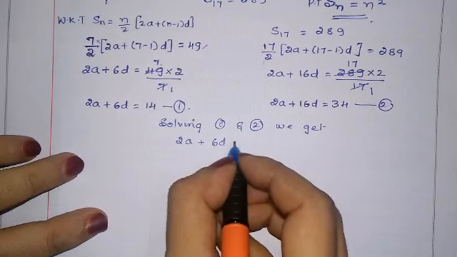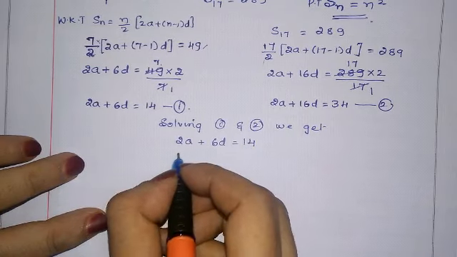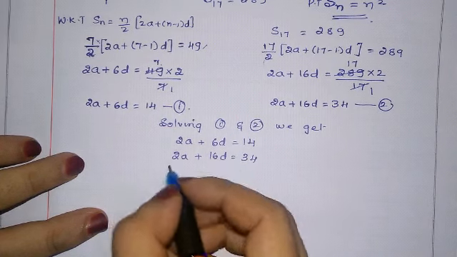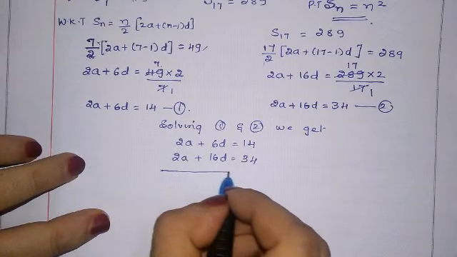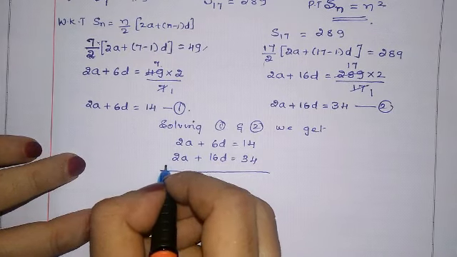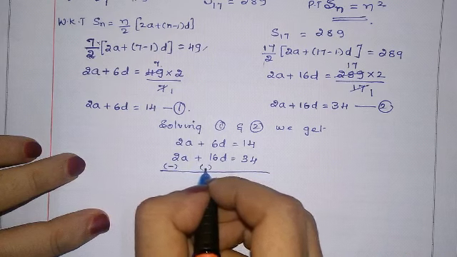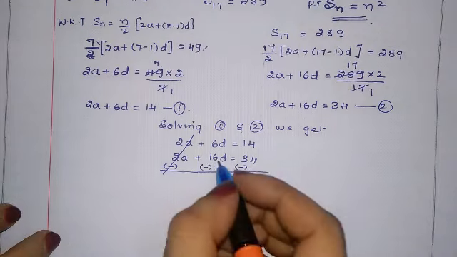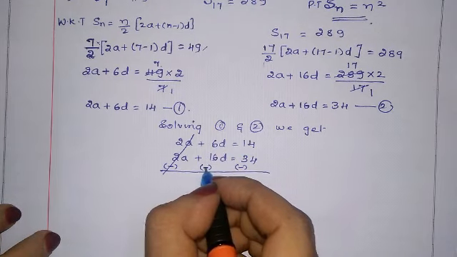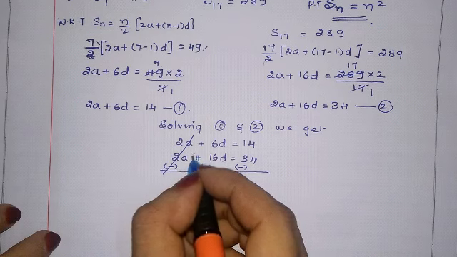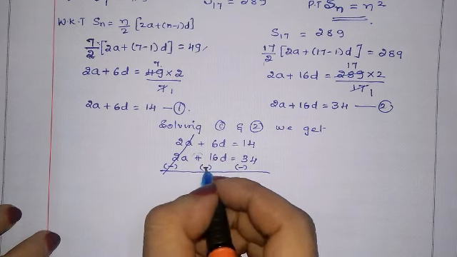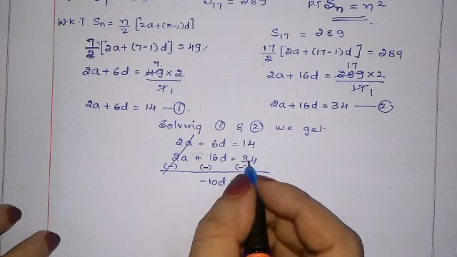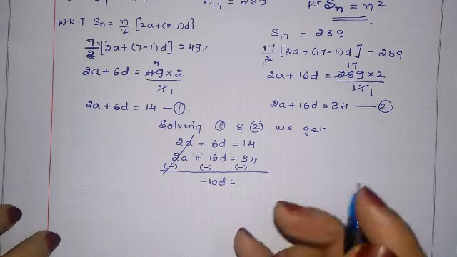2a plus 6d is equal to 14. 2a plus 16d is equal to 34. Now 2a we cannot cancel because both have positive sign. We have to change the sign. Plus becomes minus, plus becomes minus. Okay. 2a gets cancelled. 6 minus 16 is minus, so minus 10d is equal to 34 minus 14.